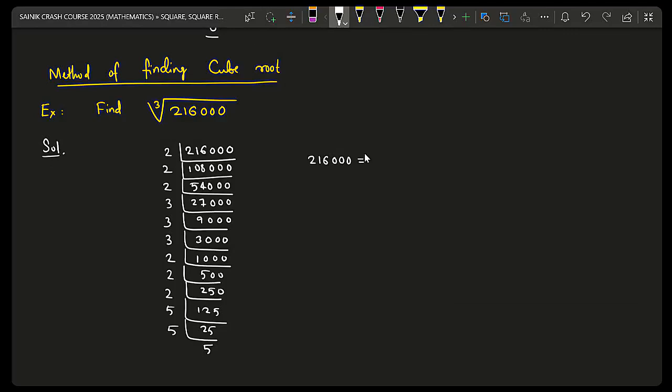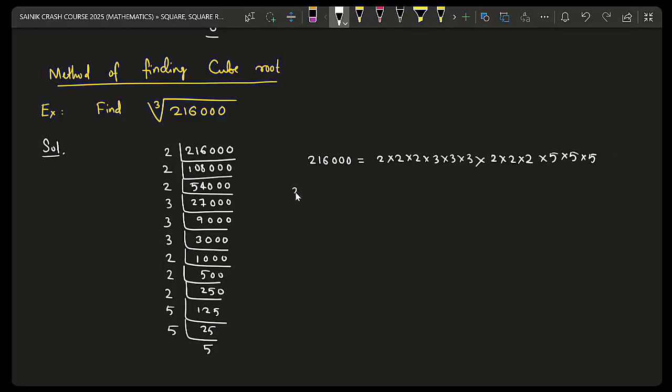216000. The prime factorization is 2 repeated how many times? 3 times. And again 3 repeated 3 times. 2 repeated 3 times. 5 repeated 3 times. So same as finding square roots, there we found two same digits grouped together as a pair.